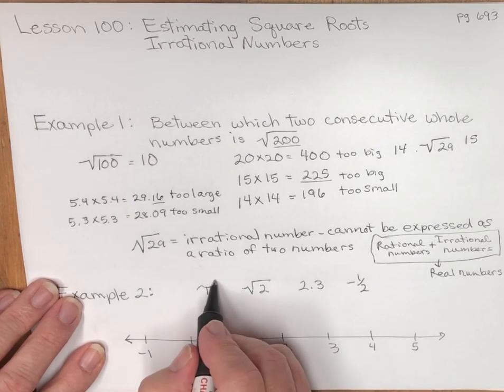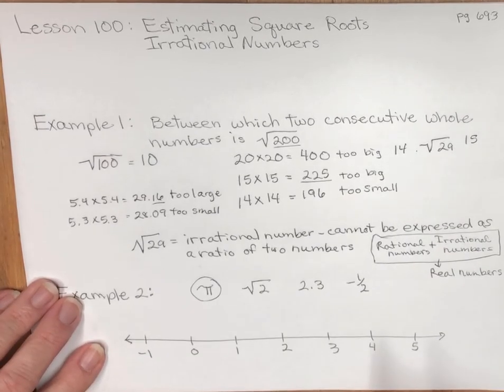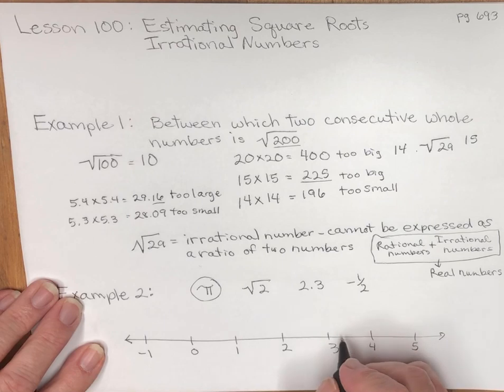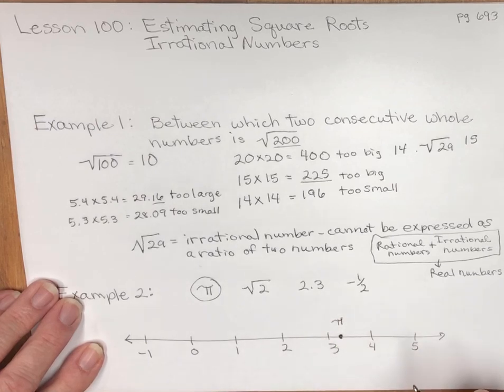My first number to look at and evaluate is pi. And as you know, pi equals 3.14. So if I put it on my number line right here, it would be approximately right here. This is pi. And that is an irrational number because it's repeating and it doesn't end.